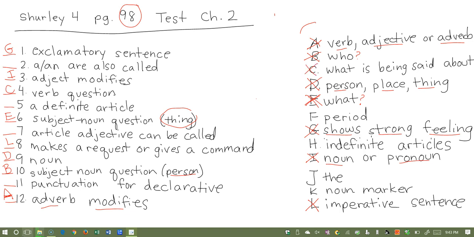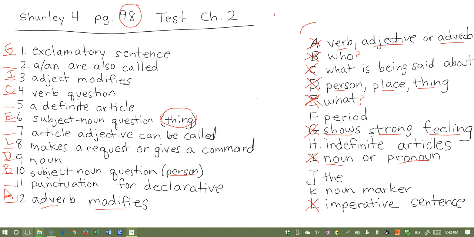So if it's Mrs. Proctor sleeps, which is what I want to do right now, I'm very tired, then we'll say, who sleeps? Mrs. Proctor. And then we'll say, what is being said about Mrs. Proctor? Mrs. Proctor sleeps, and that gives us our verb. Okay, not many left.